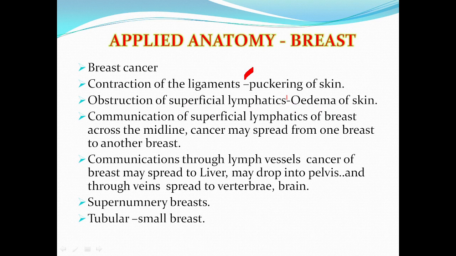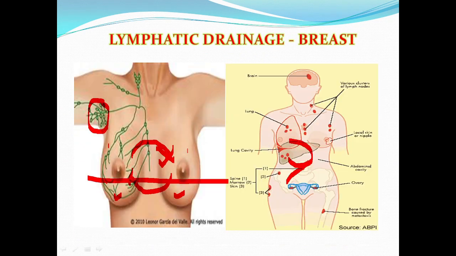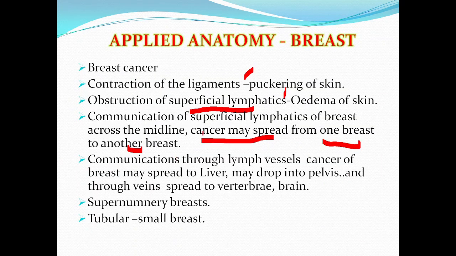If one gland is getting enlarged, try to identify if edema is there, which means the superficial lymphatics got affected. There is another word: communication of the lymphatics of the breast across the midline. Cancer may spread from one breast to the other. That is what I was telling you previously. If the upper medial and lower medial lymphatics are involved, they communicate to the opposite side. So superficial lymphatics will communicate, leading to cancer spreading from one breast to another breast.